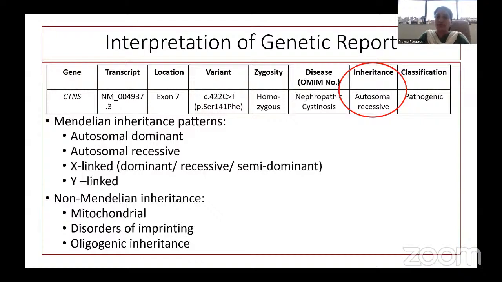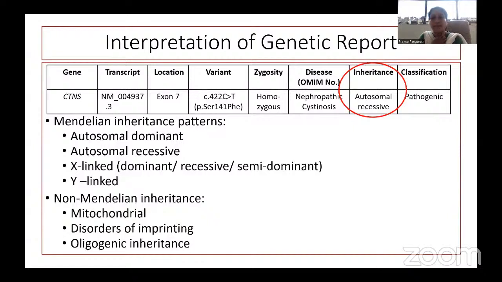And therefore, nowadays, it's preferred to use the term X-linked rather than X-linked recessive, X-linked dominant, X-linked semi-dominant, and so on. Then there are certain non-Mendelian patterns of inheritance also, such as mitochondrial inheritance and disorders of imprinting, one of the examples being Prader-Willi-Angelman syndrome. Then oligogenic inheritance, where mutations in more than one gene together contribute to the disease. So mutations may have to be present in 2 genes or even sometimes 3 genes for the disease to happen.